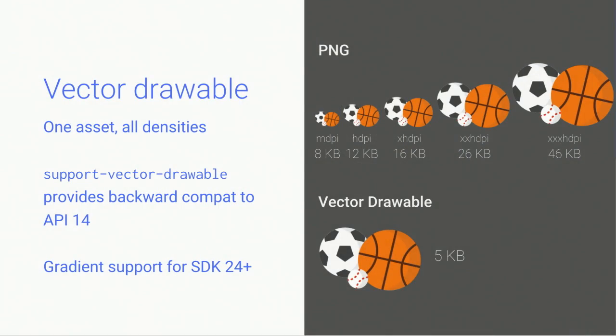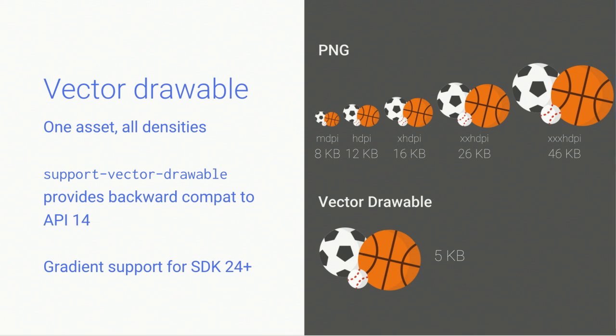Vector Drawables basically serve a vector into your application, so there's a single asset that can serve up all of the densities. For this particular asset on screen, the vector drawable is actually smaller than the smallest density PNG, so it's quite nice. And this is, I would consider it to be kind of a medium complexity vector with somewhat complex paths, but not necessarily gradients and things like that.